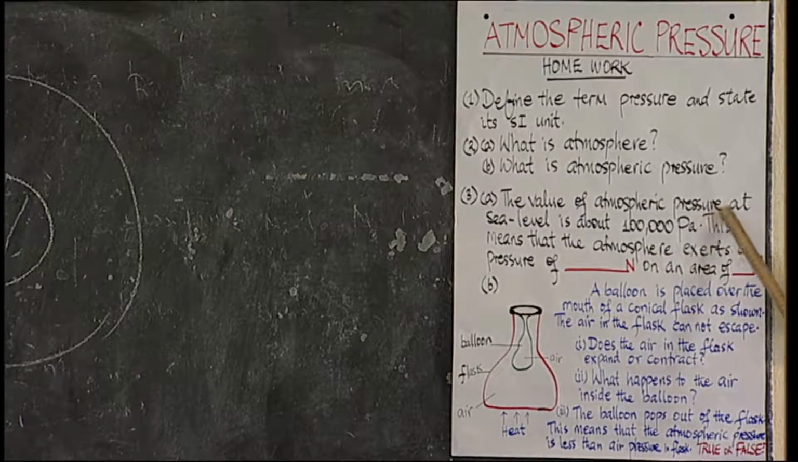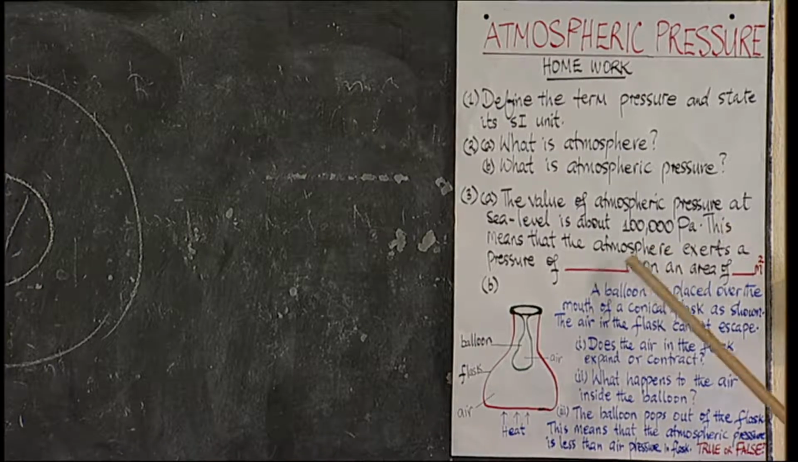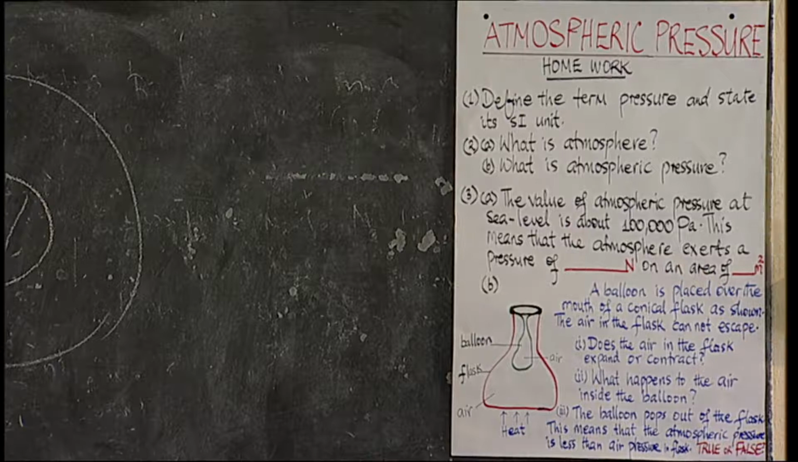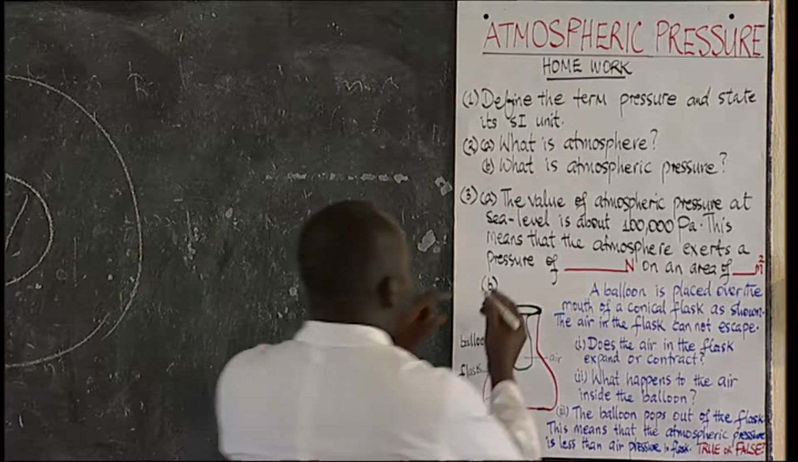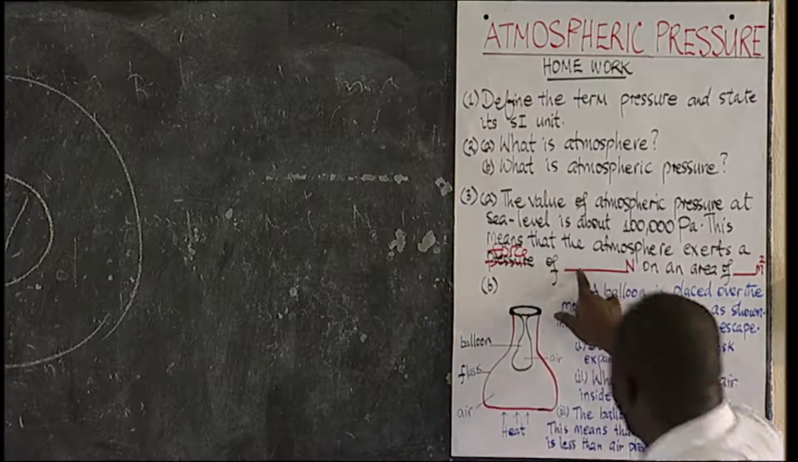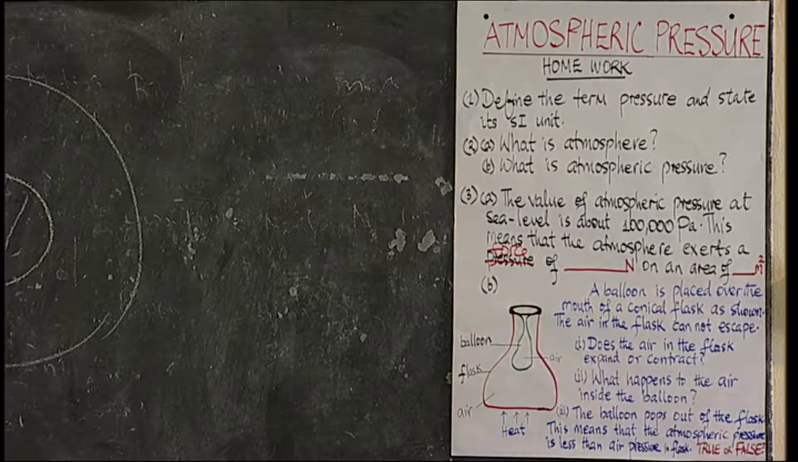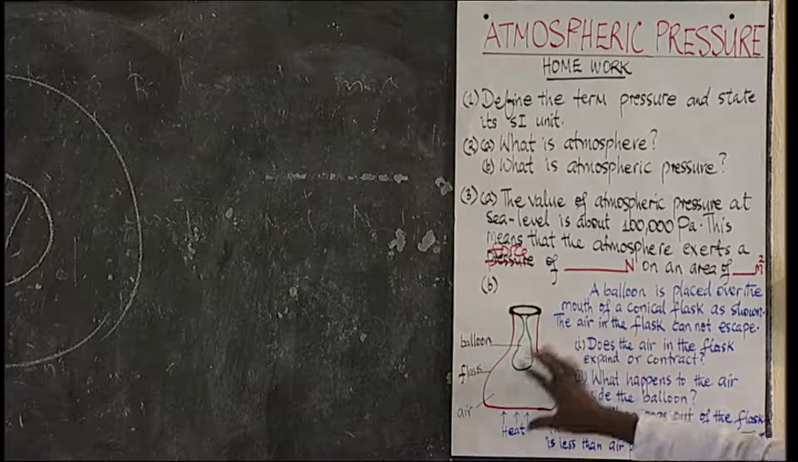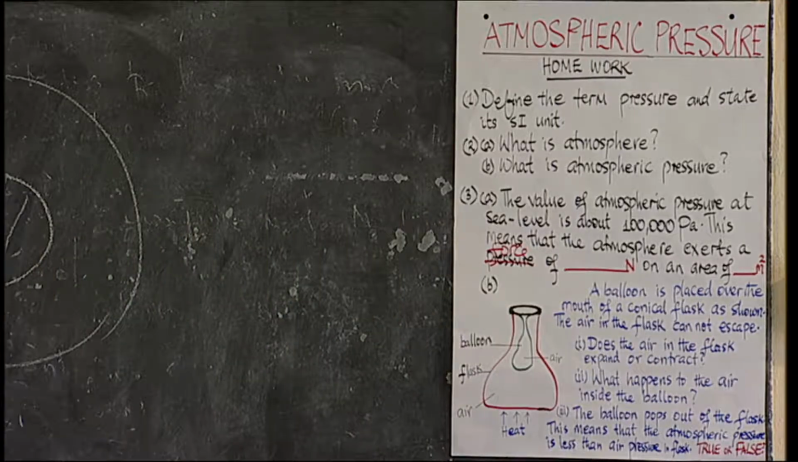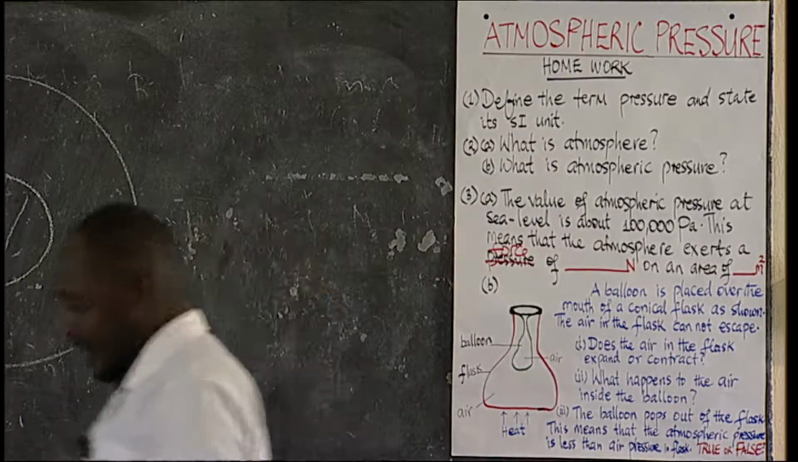The value of atmospheric pressure at sea level is about 100,000 Pascal. This means that the atmospheric pressure exerts a pressure of, so we need the value of the force. So the atmospheric pressure exerts a force of how many newtons on an area of how many meters squared. Right from our lesson, you should be able to pick that. And this is the experiment that we have done with the bottle. And so read it carefully and see whether you can answer that.